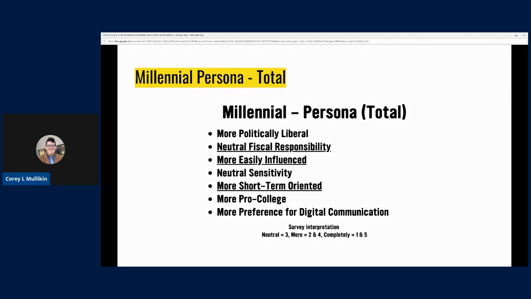So let's look at the millennials. How did Gen Z identify them? Those baby boomers and Gen X. Well, not as accurately as they did Gen Z. In fact, they don't think they're as fiscally responsible. They think they're a whole lot more easily influenced, and that they're more short-term oriented.